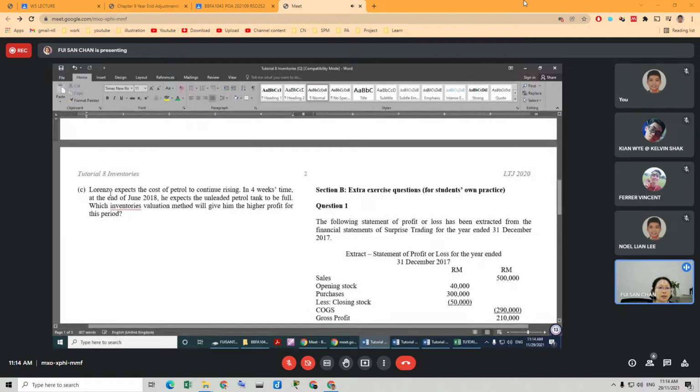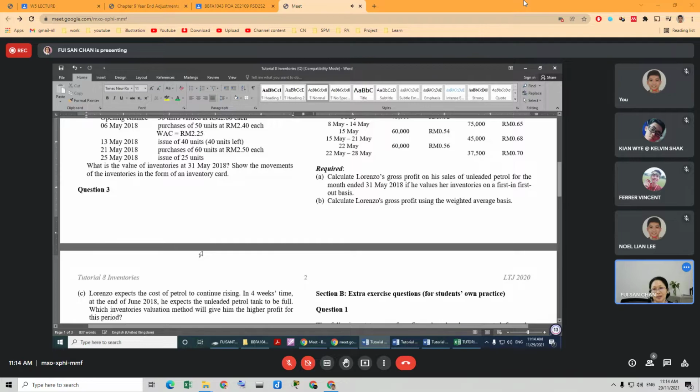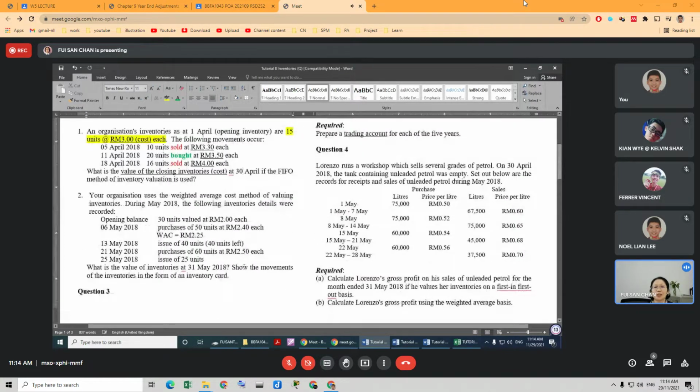And part C asks: Lorenzo expects the cost of petrol to continue rising. In 4 weeks' time, at the end of June, he expects the unleaded petrol tank to be full. Which inventory valuation method will give him the higher profit for this period? Which one will give you a higher profit? This one you have to calculate. Now, the higher the closing stock, the higher the net profit. Isn't that correct? Later on, when you do the calculation, you can see.